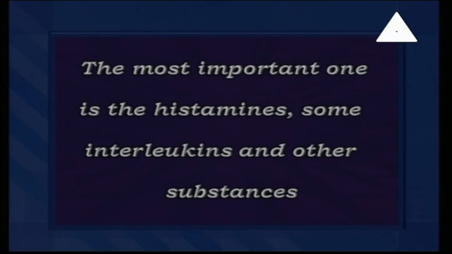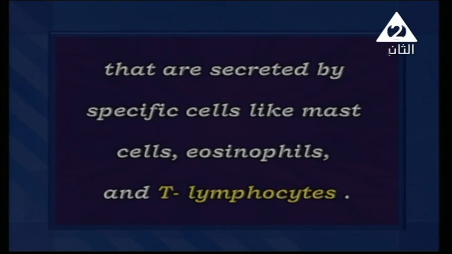The most important one here is the histamines. They are a group of substances secreted by your body. The most important ones are histamines, some interleukins, and other substances that are secreted by specific cells like mast cells, eosinophils as a kind of white blood cell, and also T lymphocytes. Those are just helpers, activating beside the histamines and interleukins.